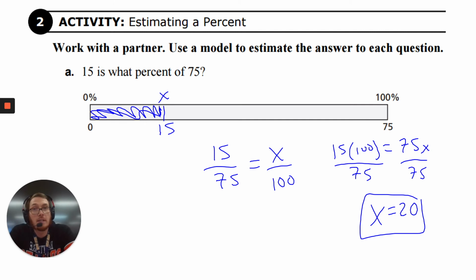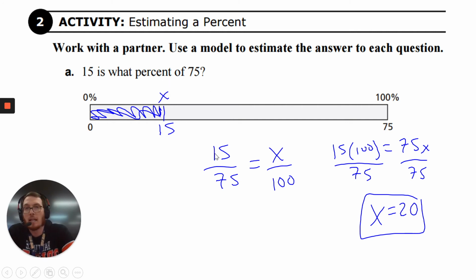Okay, the next one is a different style of question, but you can still use the health bar idea to figure it out. 15 is what percent of 75? So I know I have 15 out of 75, but what I don't know is this percentage. So it'd be 15 out of 75 equals x over 100. Cross multiply: 15 times 100 equals 75x. Divide by 75, and I'll get 20, which represents 20% in this scenario.